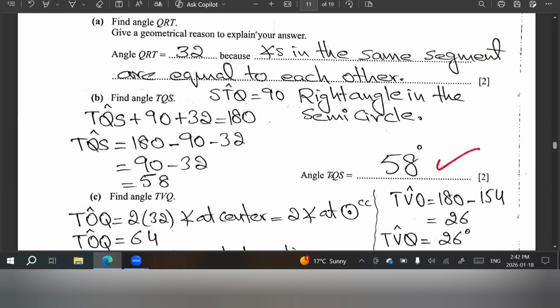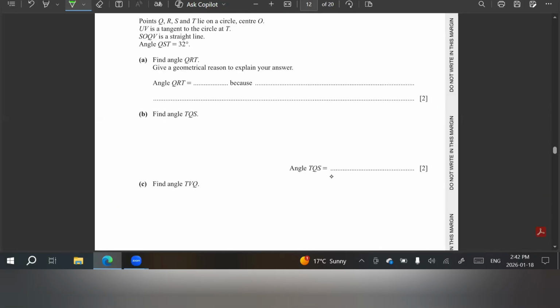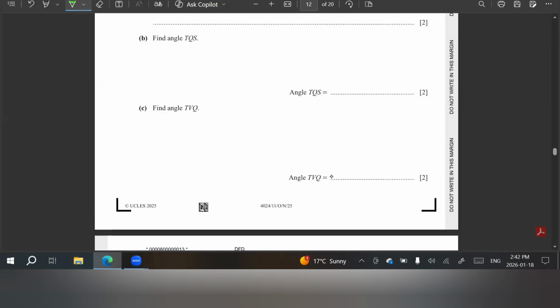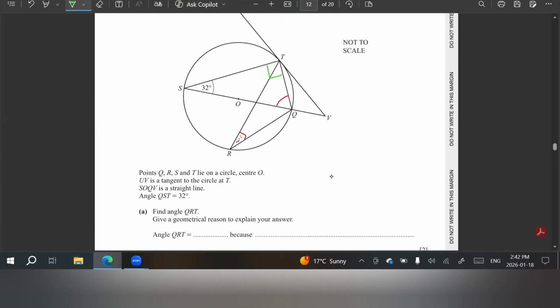Okay, next part. It's a 2 mark part. He says find the angle PVQ. So he wants me to find out the PVQ. PVQ is this angle. They want me to find out this angle. And it's very simple.